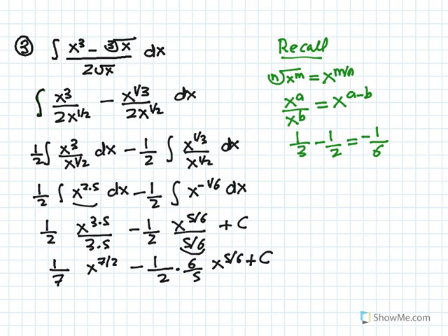And we can simplify it a little bit more. You get 1 over 7 x to the 7 over 2 minus 3 over 5 x to the 5 over 6 plus C.